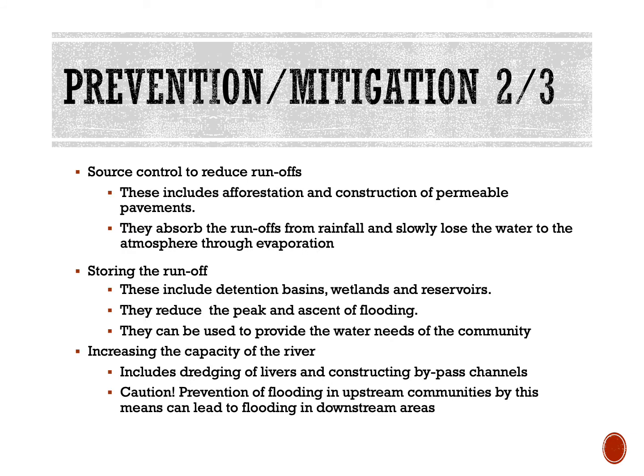So one of the things you do is source control to reduce runoff. What do you mean by reduce? You try to plant trees and construct pavements and what we call in Nigeria gutters that will absorb runoff rainwater and release it to the atmosphere through evaporation, right? And trees also take up water. So you plant more trees and construct pavements that will hold water.